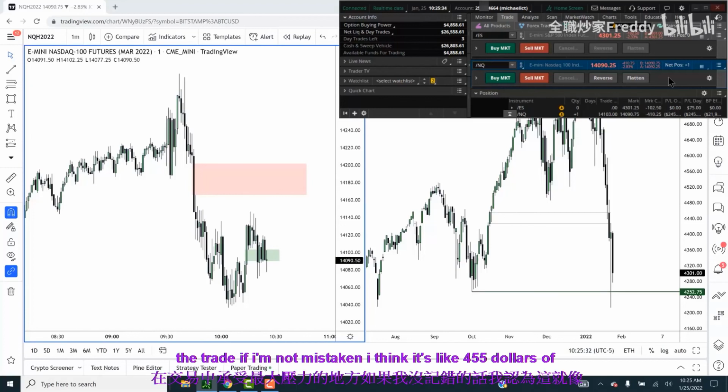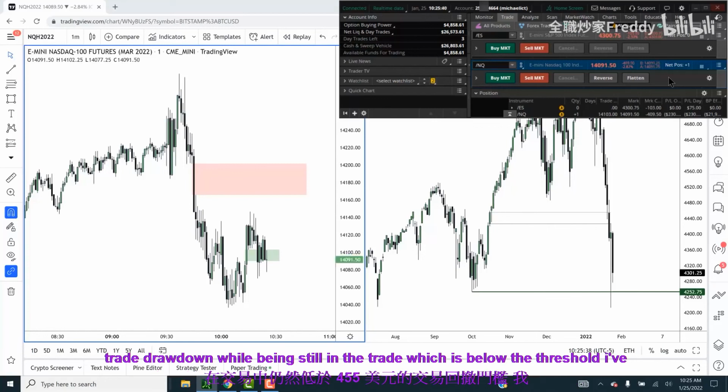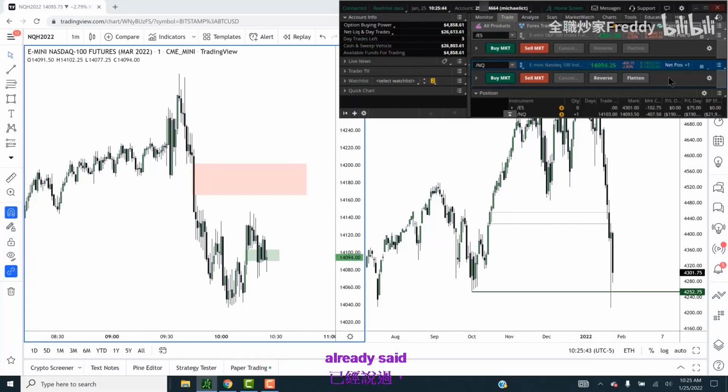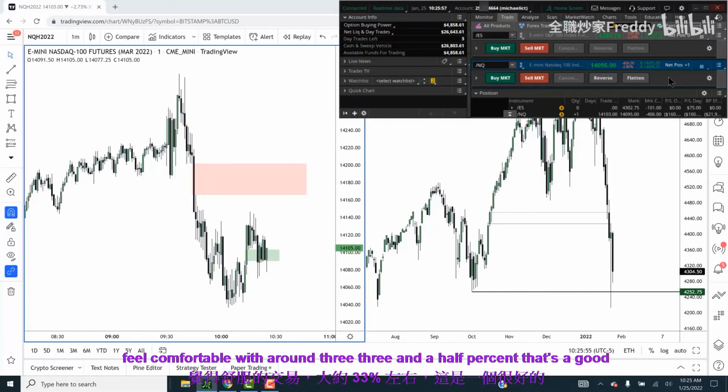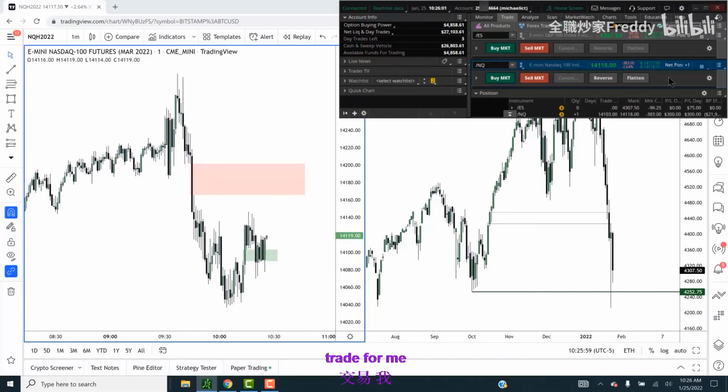I think this is where I took the most heat on the trade, if I'm not mistaken. I think it was like $455 of trade drawdown while being still in the trade, which is below the threshold I've already said. My maximum risk on a trade, if I'm trading competitively, is 4.5% per trade. Generally, I like to take a trade that I feel comfortable with around 3.5%. That's a good trade for me.